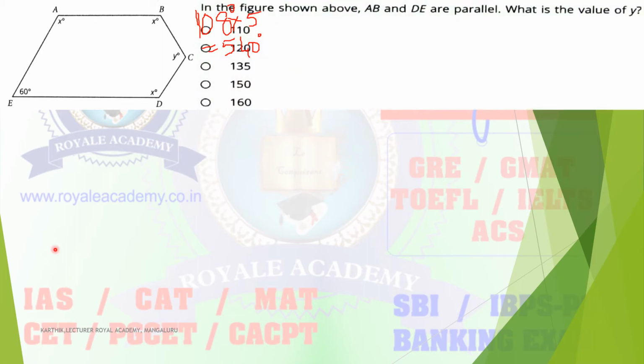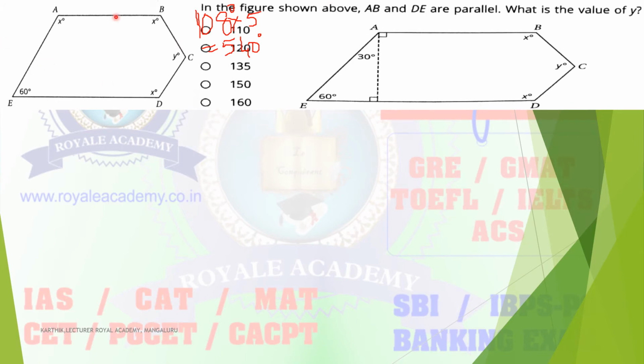Now see the problem. In the figure shown above, AB and DE are parallel. What is the value of y? You have to determine the value of y. So how to determine it? Here also you just bisect, like this. So you can easily determine the value of x.